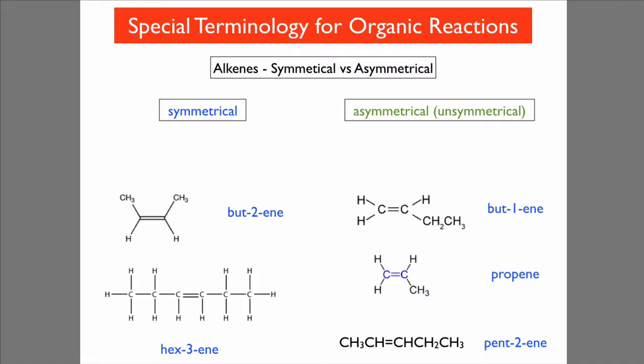Okay, we also have both symmetrical and asymmetrical alkenes, and they undergo similar reactions, but the asymmetrical reactions can be a little bit more complicated. Symmetrical alkenes, no surprise, are symmetrical. They've got the same number of carbon atoms on each side of the carbon-carbon double bond. See but-2-ene here. You could have a mirror there and it would look the same. Similarly with hex-3-ene here, you have the same number of carbons either side. With asymmetrical or unsymmetrical alkenes, you just have a different number of carbons on either side of the double bond.